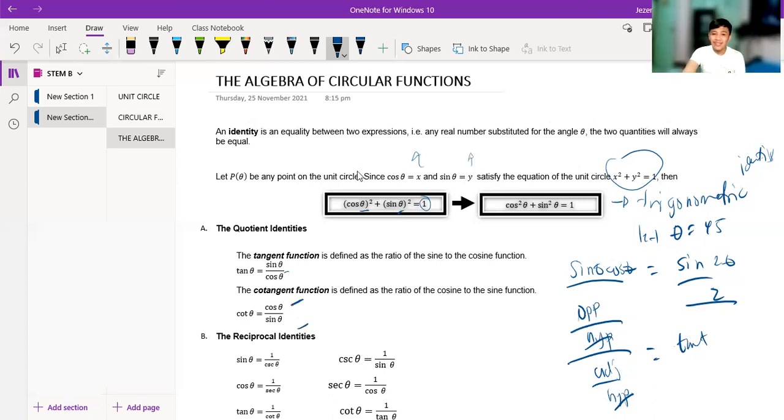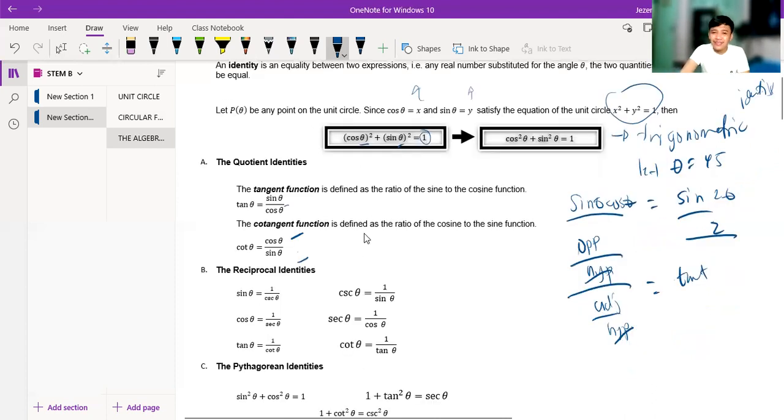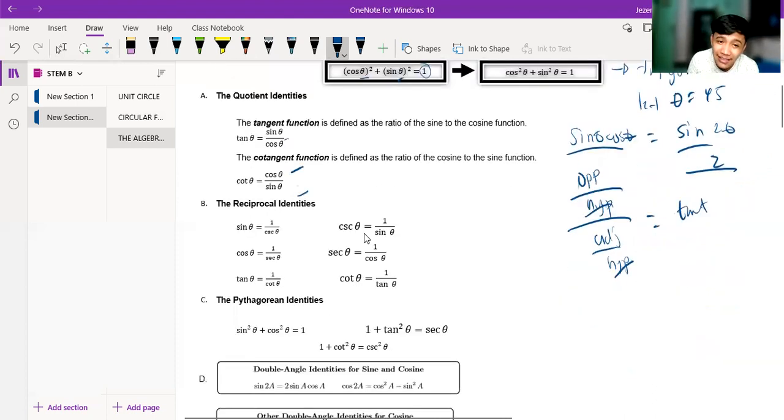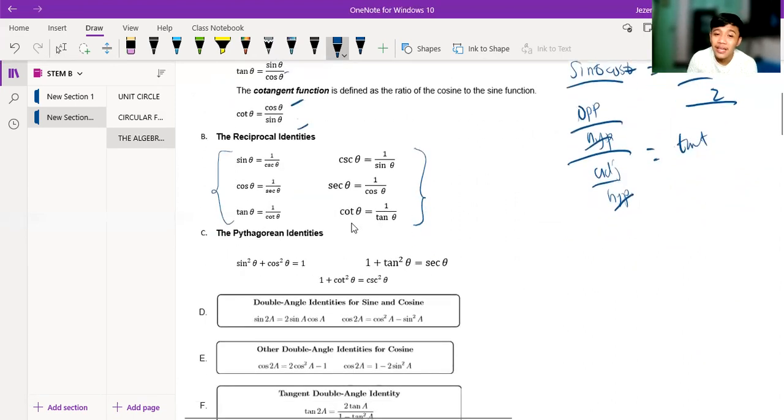Okay? So, other reciprocal. Nabanggit ko na ito kanina. So, this is circular function. Identity pa lang tawag doon. So, si sine ay baliktad ni 1 over cosecant. Therefore, si cosecant, 1 over sine. Baliktaran lang yan, and so on. Next is the Pythagorean identities. Ito yung unang-una natin binanggit kanina.